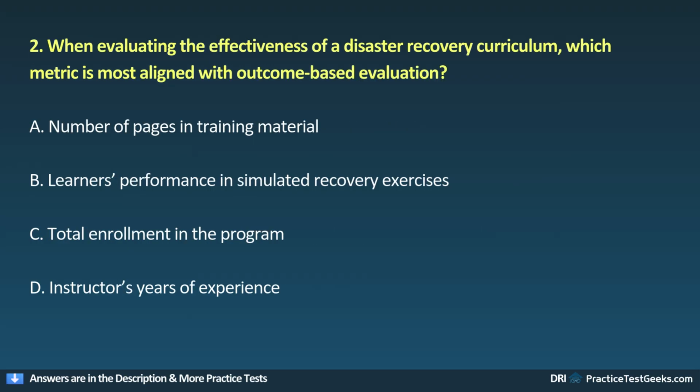2. When evaluating the effectiveness of a disaster recovery curriculum, which metric is most aligned with outcome-based evaluation? A. Number of pages in training material. B. Learners' performance in simulated recovery exercises. C. Total enrollment in the program. D. Instructors' years of experience.